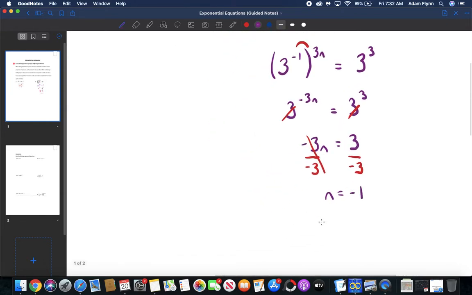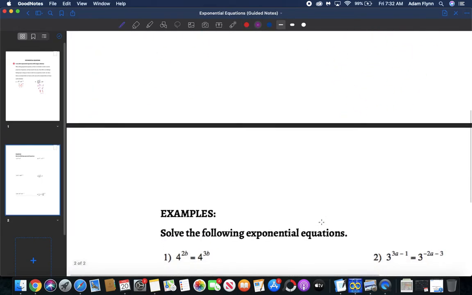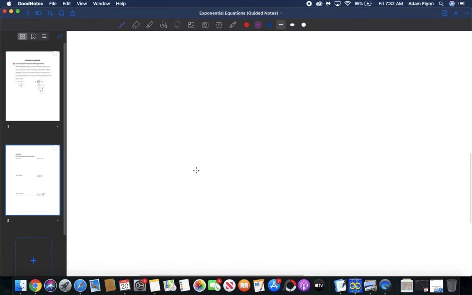Okay, let's take a look at some more examples. I've got some easier problems here and some tougher problems here. I think it's a pretty good variety. So, if I take a look at this first example problem, I've got 4 to a power of 2b equals 4 to a power of 3b. First, I need to check and see if these have the same base. And sure enough, they do. We've got a 4 on the left side and a 4 on the right side. Because they have the same base, I can ignore those bases or just cross them out and set the exponents equal to each other. So I've got 2b on the left side and 3b on the right side.